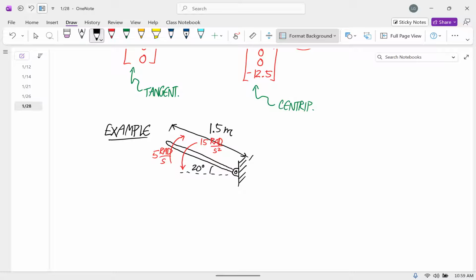And we want to calculate, so let's make that point P, and then the center of this, let's make that C. So let's say we want to calculate the acceleration of the point P, and we want to calculate the acceleration of the point C.